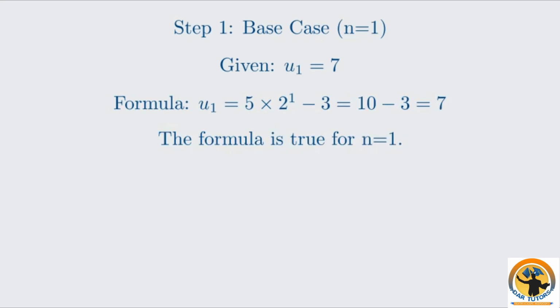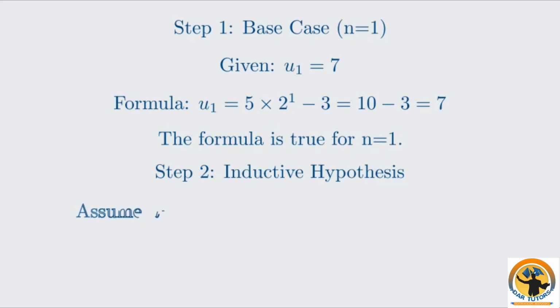Step 2. The inductive hypothesis. We assume the formula is true for n equals k. This means we assume that u sub k equals 5 times 2 to the power of k, minus 3. This is our assumption for the inductive step. Step 3. The inductive step.